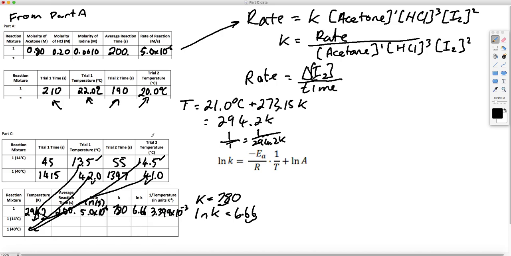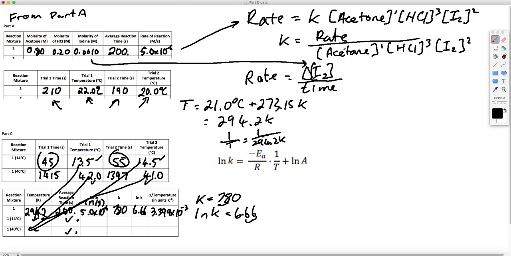The average reaction time, again, we've got the times here. Those are going to go in here and here. And then we can calculate the rates. The rates are always going to be based on the concentration of I2, which in this case is going to be the same for everything, divided by whatever time we get here and here. So the same as what we did in Part A, basically.